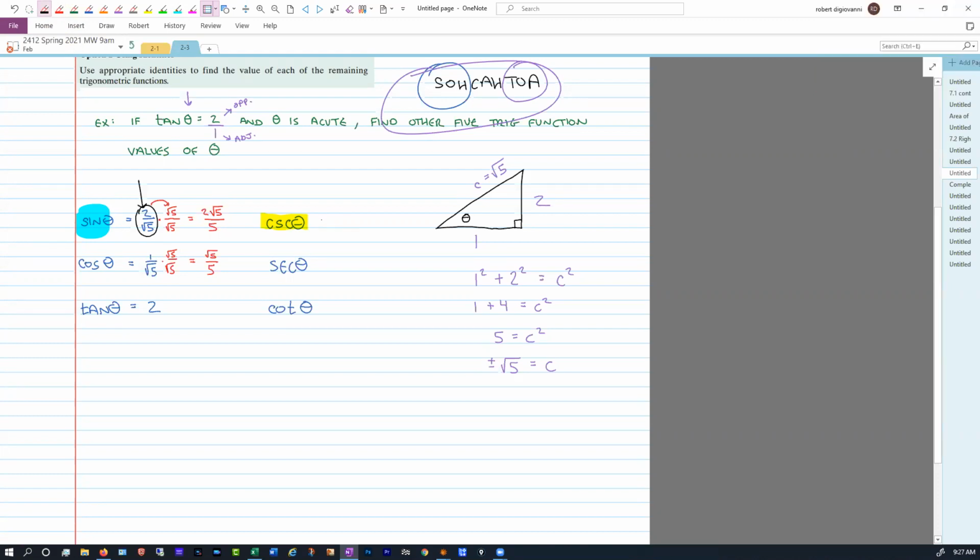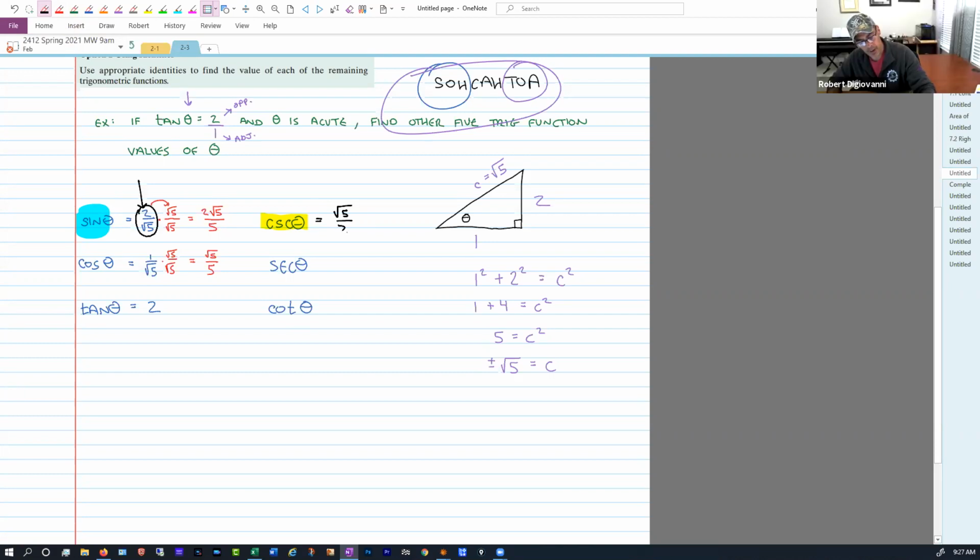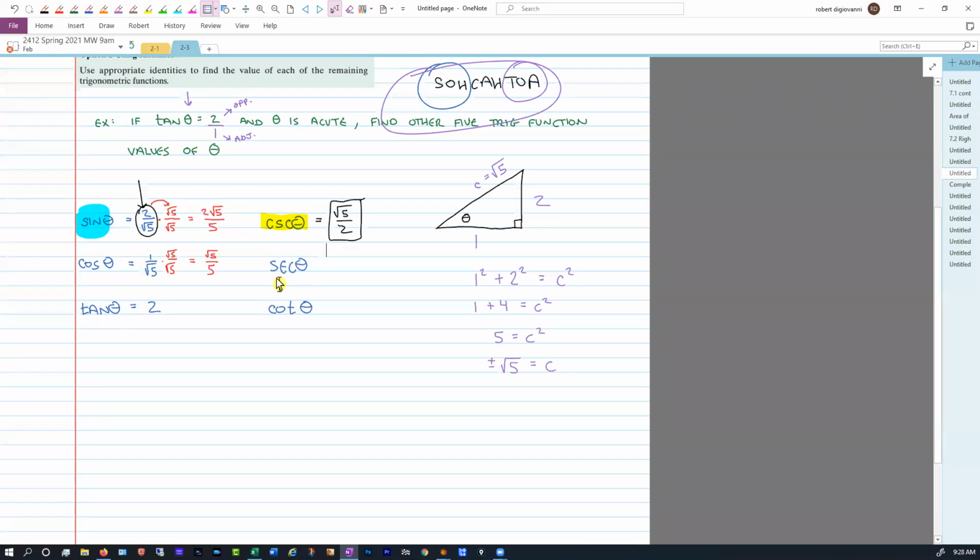Okay. So we just put square root of 5 over 2. And Quinn, we can leave that as our answer because the square root's in the numerator, not the denominator. So we can just leave it. Okay. So Quinn, what about this one?